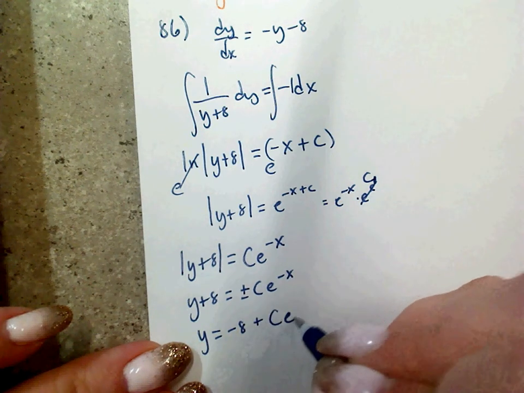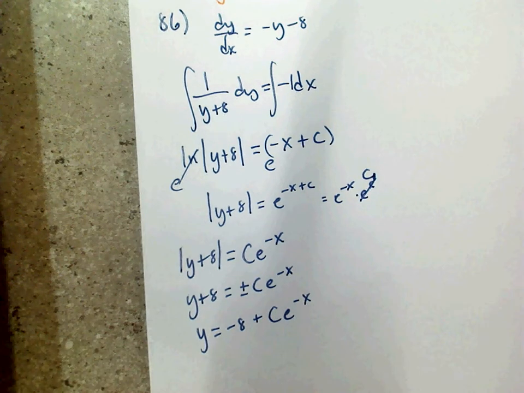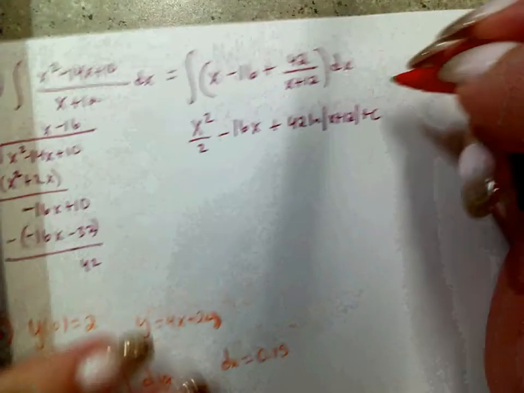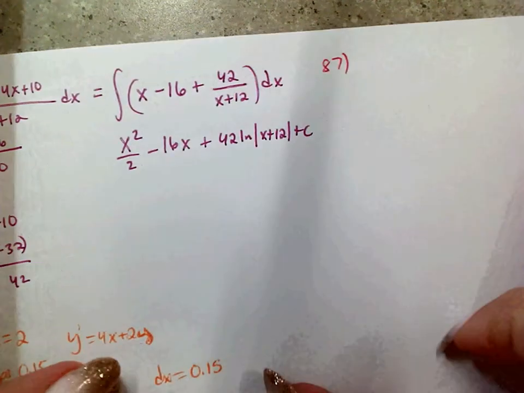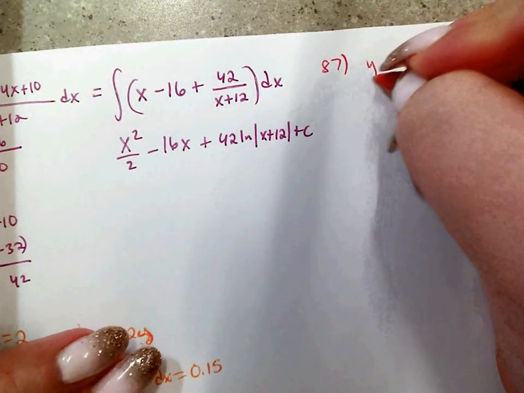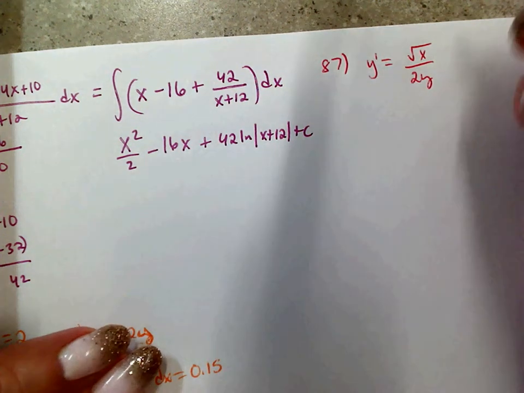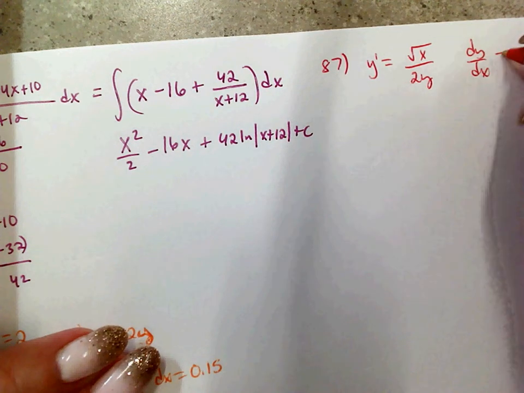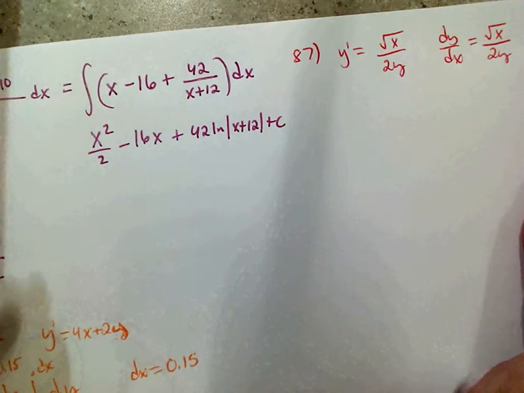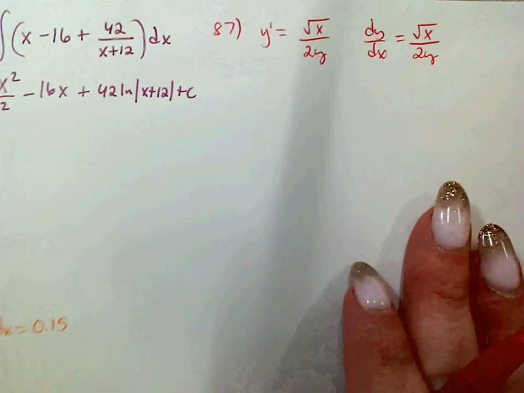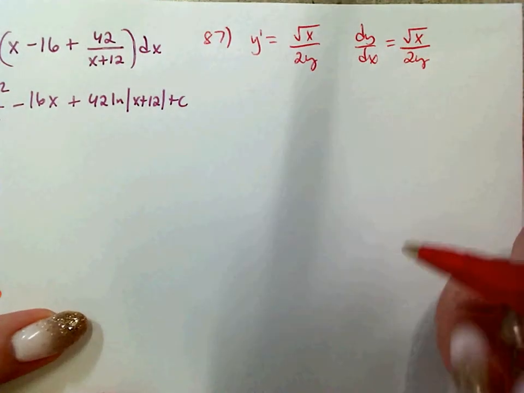All right, number 87. So 87 says solve the differential equation y prime equals the square root of x over 2y. This is dy/dx, same thing. And normally I would say just take as little as possible, but in this case the 2 would be useful to bring over because the antiderivative of y is going to be y squared over 2. But if I have that 2, then I don't have to worry about it. So I'm going to bring the 2 up with it. 2y dy equals the square root of x dx.